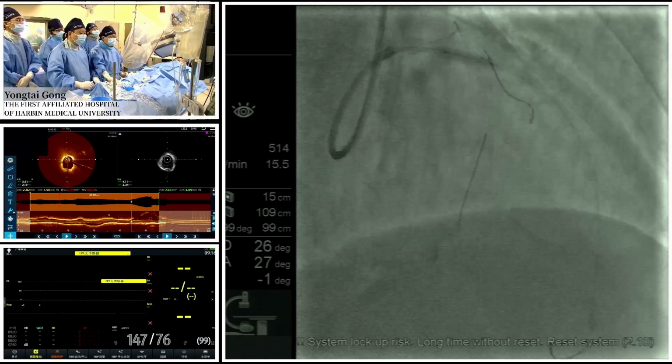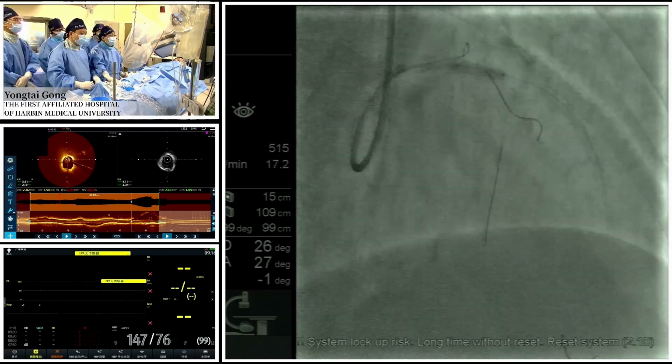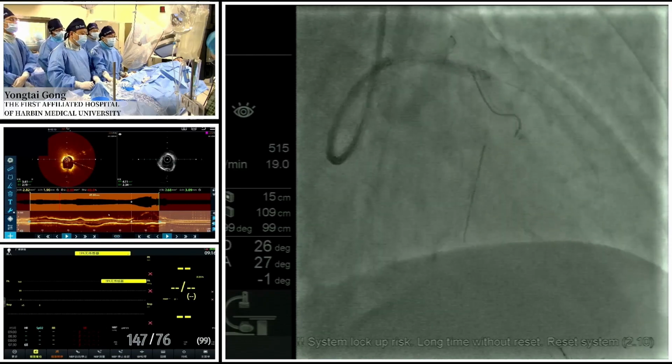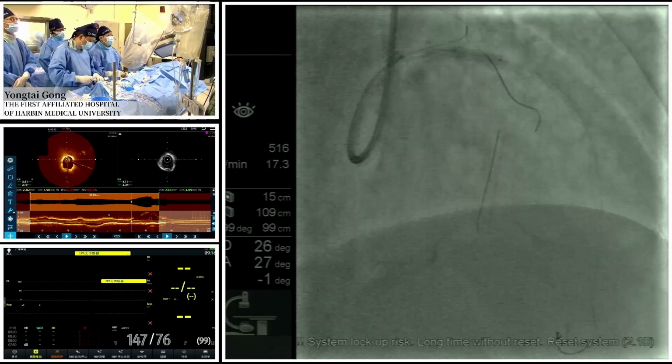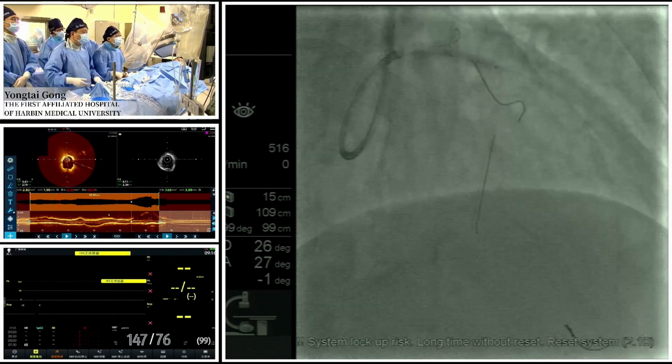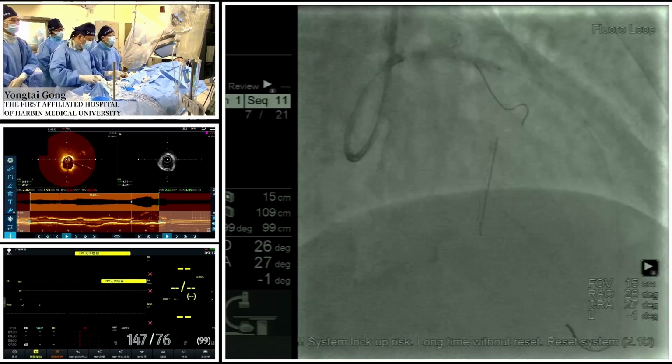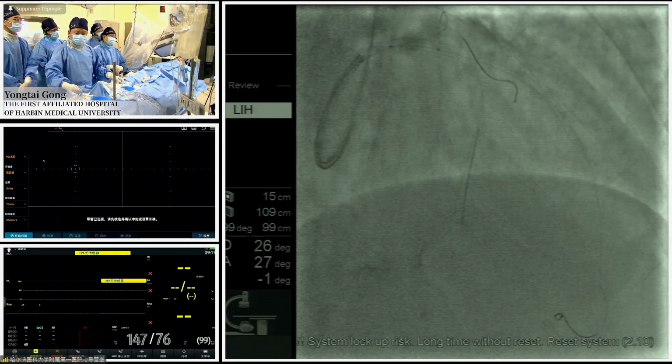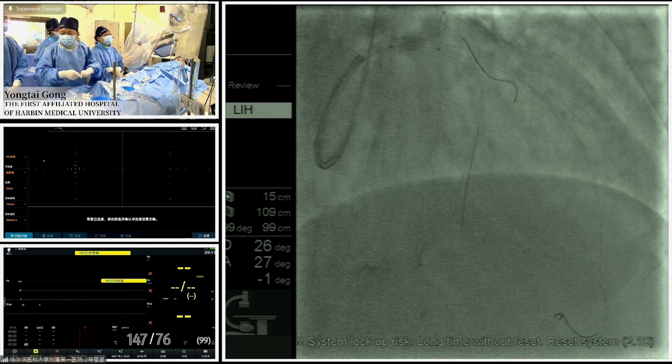So now you give the pressure to 4? Yes, 4 ATM, and then we inflate to 6 ATM. After maybe 10 seconds, we increase the pressure to 6. Sometimes, when we use IVL to correct the calcification, we have to do it a few times, right? It's not just a one-time thing.